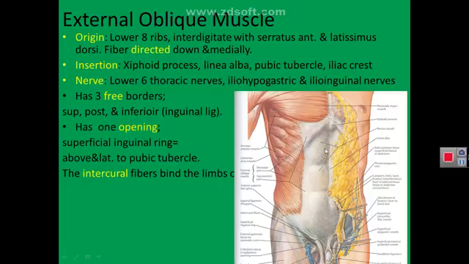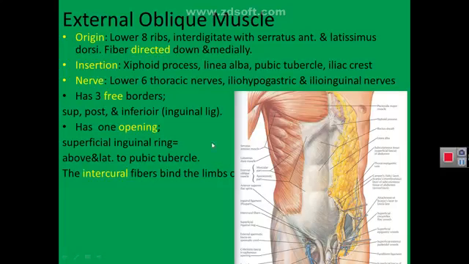The insertion is into the fibrous tissue of the linea alba that extends from the xiphoid process to the pubic tubercle and pubic crest. The nerve supply is the lower 6 thoracic nerves and L1, which are the iliohypogastric and ilioinguinal nerves. This is all about the origin, insertion, and nerve supply of the external oblique muscle, which is the first superficial flat lateral, posterior lateral muscle.